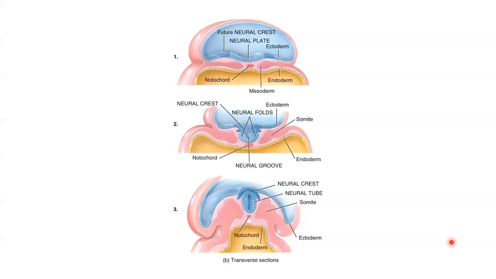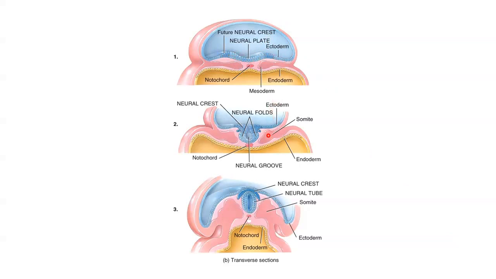Now to quickly recap the video, the brain and the spinal cord begin to develop in about the 3rd week of gestation. The outer layer of the embryo, which is called the ectoderm, thickens and becomes our neural plate. So that's this region along here.